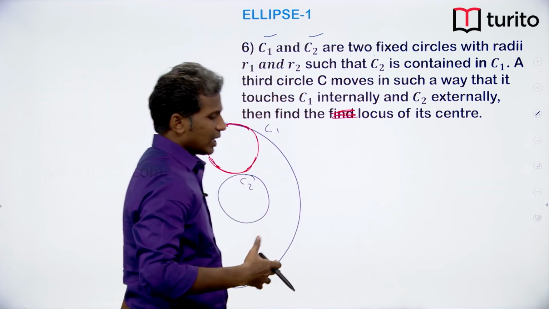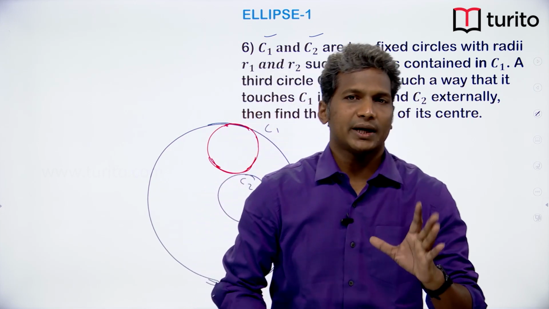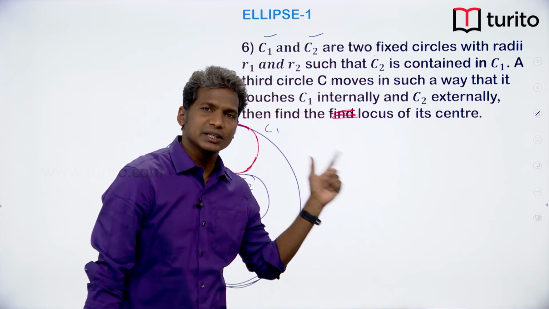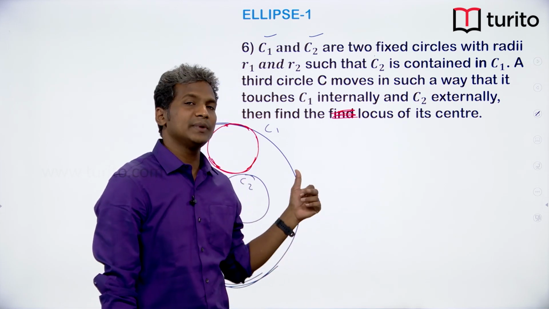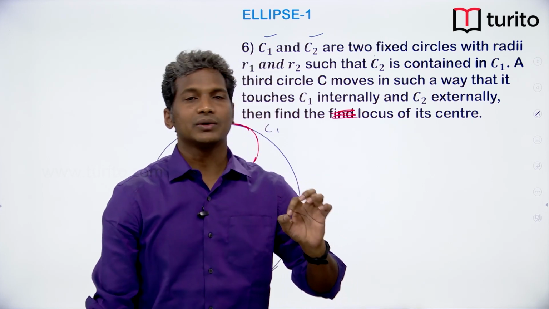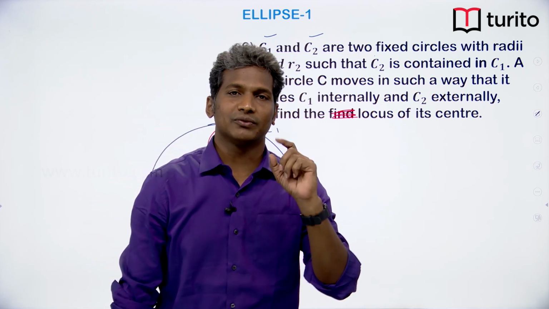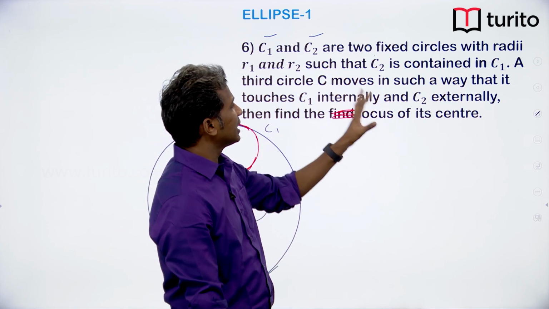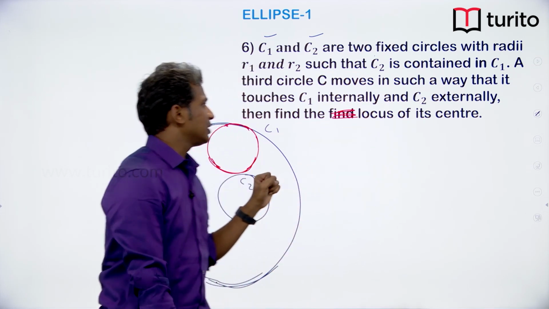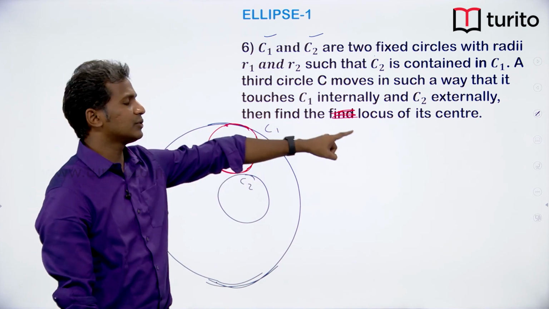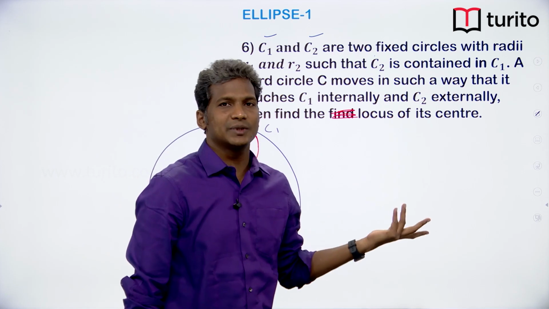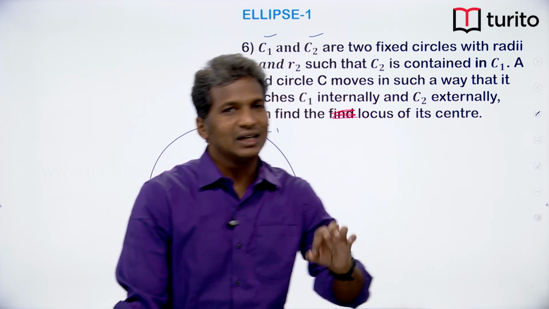So, we have to find the locus, but are any coordinates given here? Are any equations given here? No. That means we are not actually interested in the equation of the locus, we are interested in the shape of the locus. If equations are given, then we have to find the equation. Here, because equations are not given, we only have to tell the shape. Now, of course, the question is asked in the ellipse chapter, so the answer should be ellipse, but let me just explain it here.